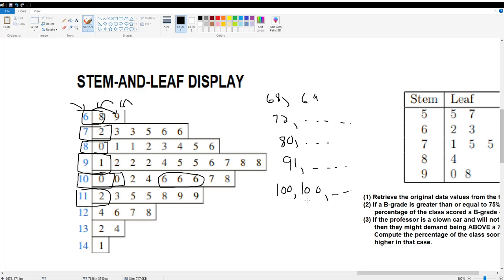Here we have an 11 and a 2, so that's 112. Here we have a 12 and a 4, so that's 124. We have a 13 and a 2, 132, and then the 141. That's how you read a stem and leaf display. Very simple. Your final digit, the ones digit, will be the leaf. Everything else will be the stem. Sometimes you have so many data values in one 10-digit interval that you split it up in half.